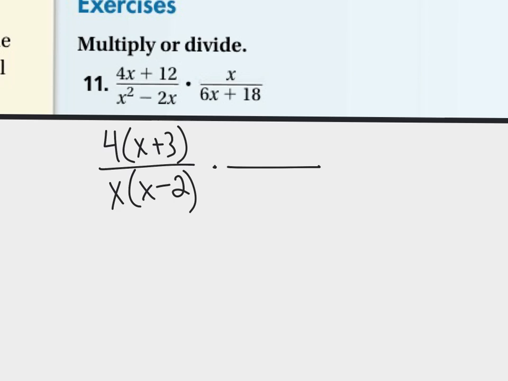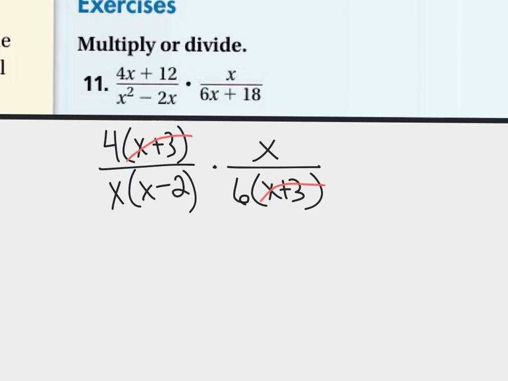The second numerator is just an x, so there's nothing we can do with that. And the last denominator, we could factor out a 6, which would leave us with x plus 3. Again, they're not asking about excluded values, so we're free to go ahead and try to reduce things at this point. So there's actually two things that we would be able to reduce at this point.